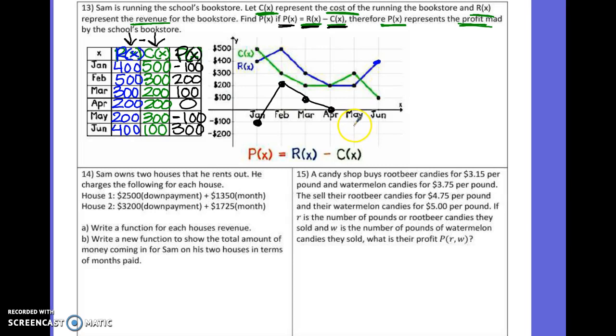Negative 100 in May. And then for June had a good amount of money being made. So June is back up to 300.